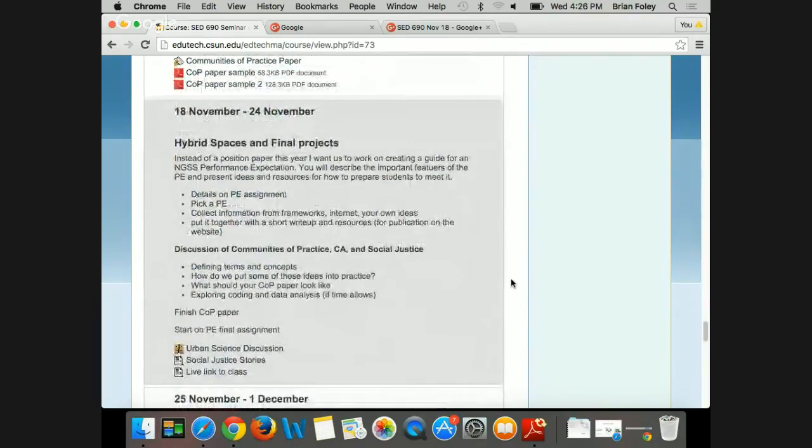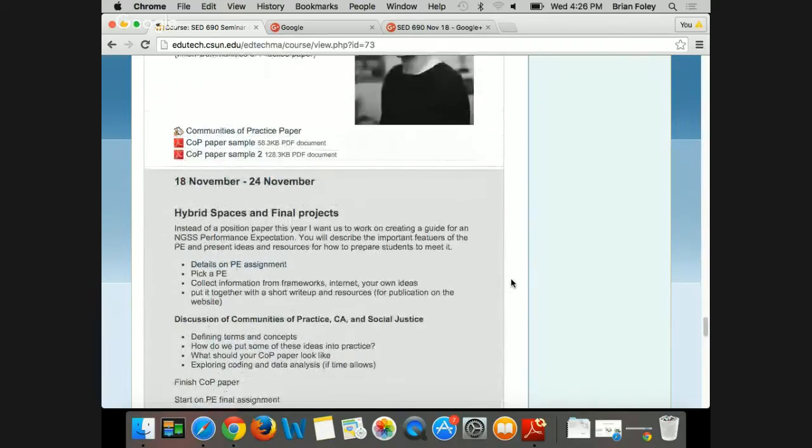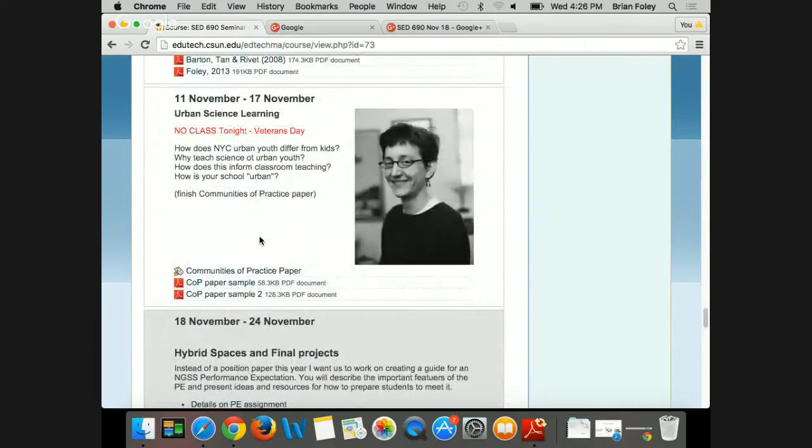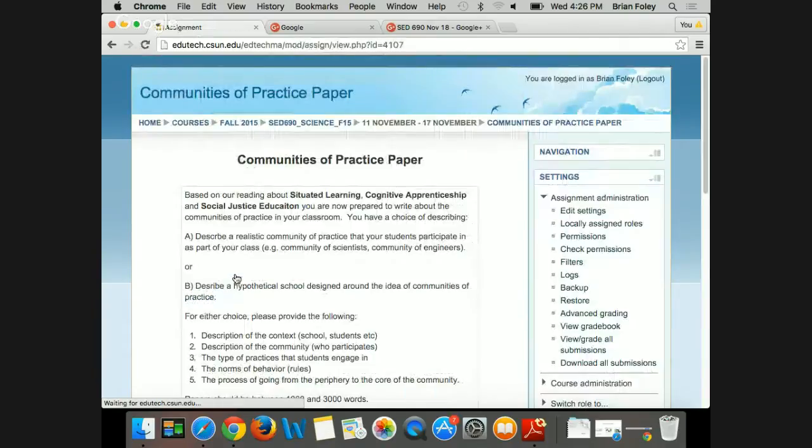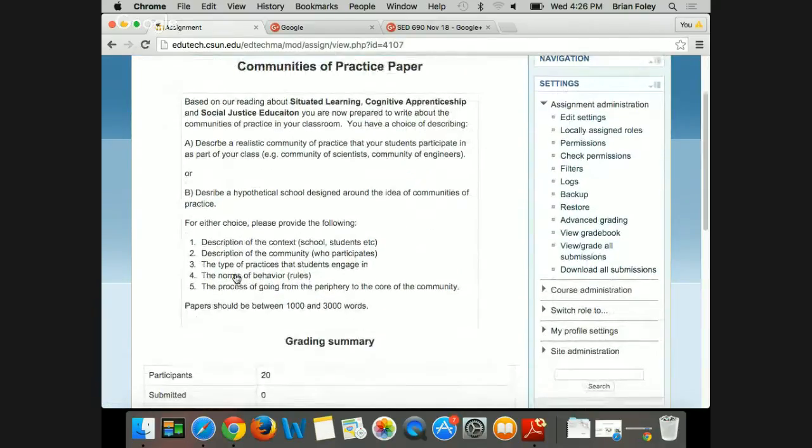And then, okay, so now there's 2 assignments. The last assignment was in last week when we did not meet. It was this idea of a communities of practice paper. So we read all about communities of practice, and so now I want you to write about communities of practice. And so the assignment is here.